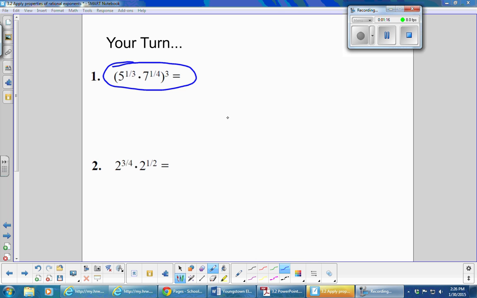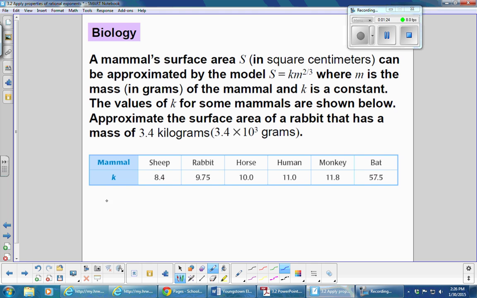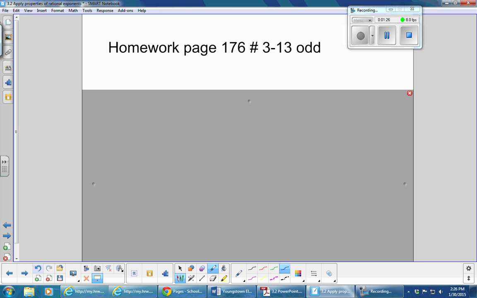Let's start with what I wanted you to do first after we left off on Friday. I had a set of problems I wanted you to practice. I was going to assign them for homework, but we ran a little late in one class, and in the other class we didn't run as late, so you already got started on this. Take a look at page 176, numbers 3 through 13 odd. I want you to work on that in class for the very first day.